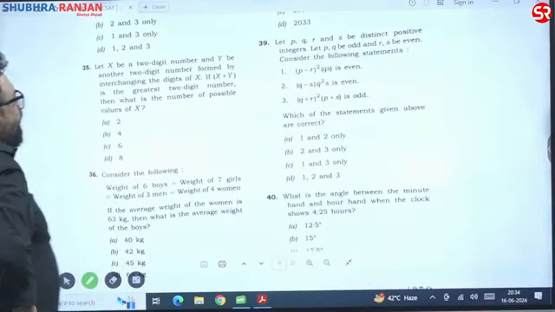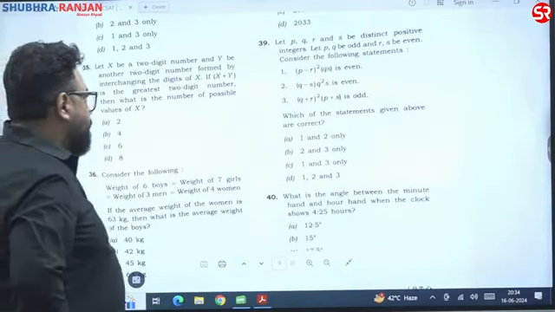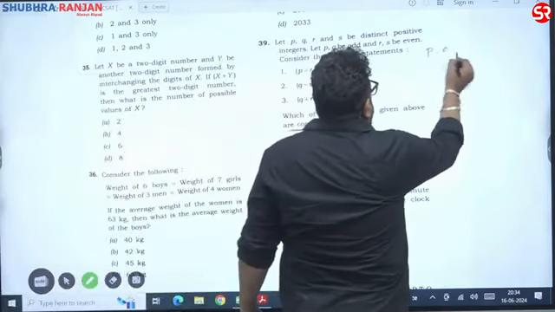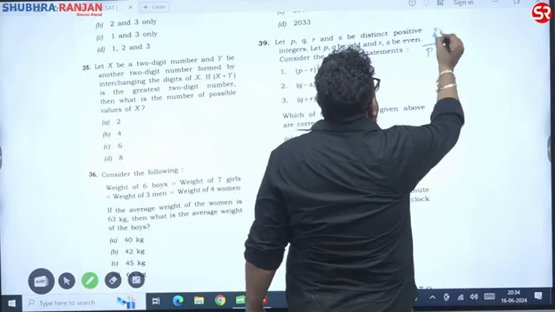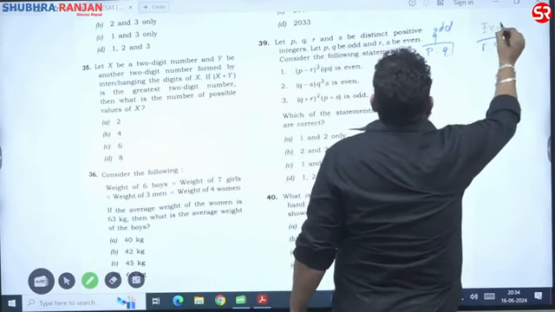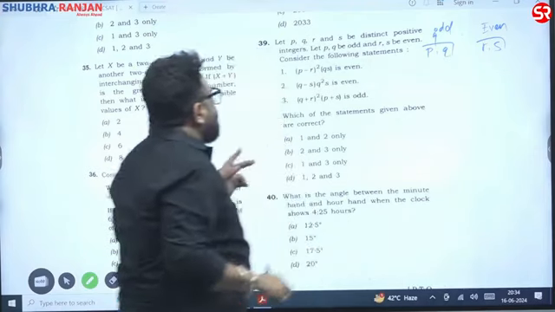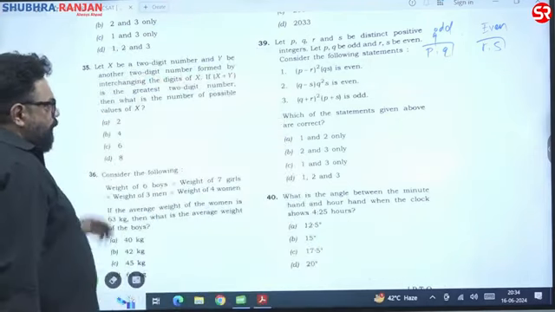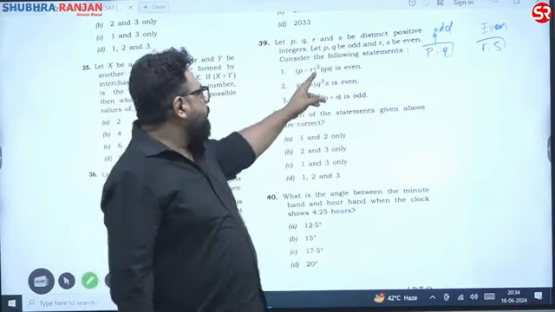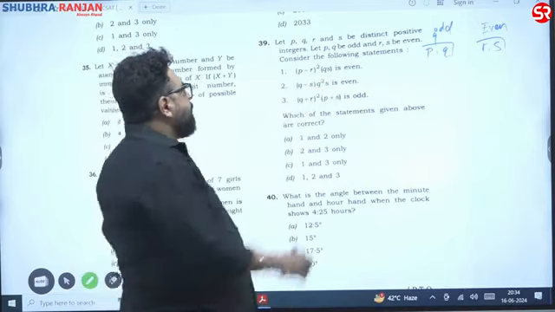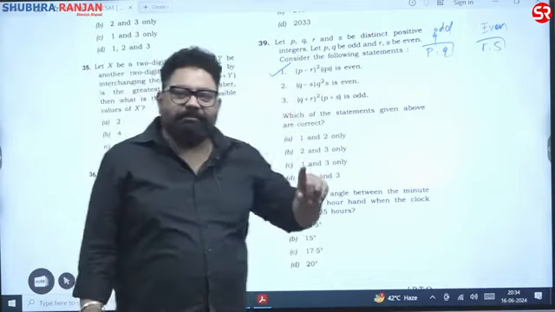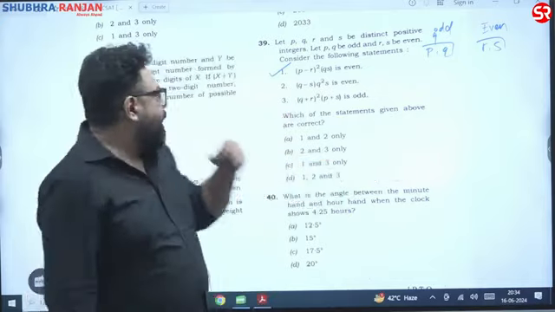Let P, Q, R, S be distinct positive integers. P and Q are odd, so I'm writing it. P, Q, they are odd, right? And R and S, they are even. So he says, consider the following statements. See, P minus R whole square is a positive number and Q into S. Because S is even, definitely this is even. Done. No issues. S is an even number, into any number is an even number, right?